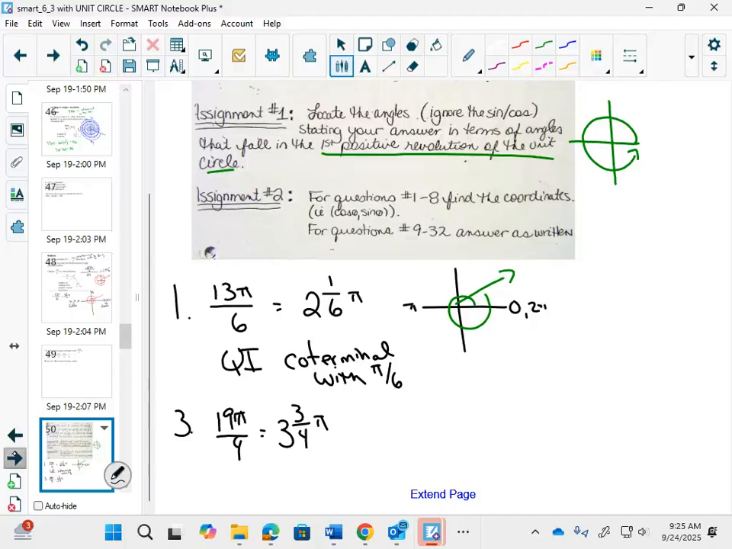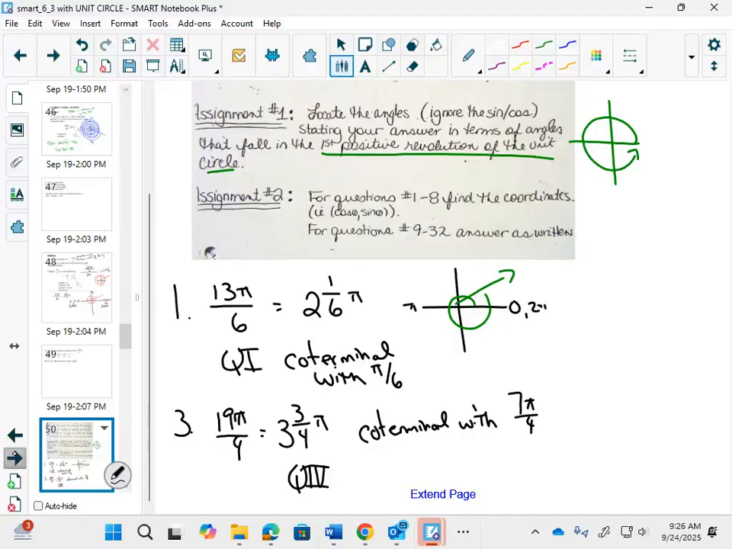Now that I see it's 3 3/4, can you see that that's quadrant 4? Because 3 would be on the odd negative x-axis, and then 3/4 is over half. It would get into quadrant 4. What is your pi over 4 in quadrant 4? Coterminal with 7 pi over 4. Okay?